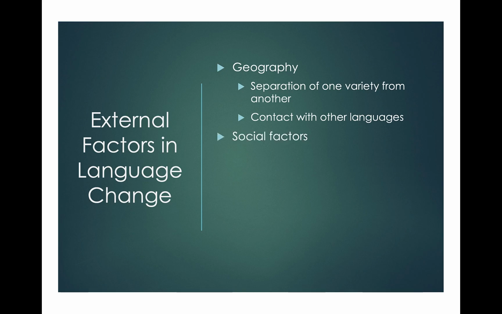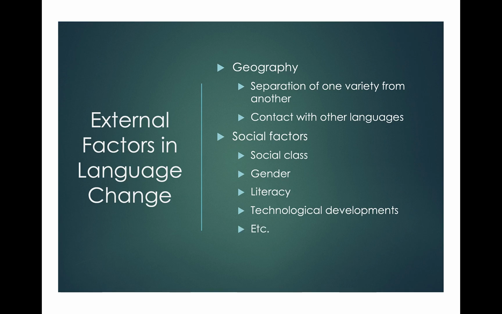Social factors, including social class, gender, or literacy, technological developments, and so on, also affect language use and structure. Finally, imperfect learning can also lead to language change. This is how English came to lose all of its inflections, because people who spoke it were native speakers of French, and eventually their loss of inflection influenced how mainstream English, at that point Old English, was used.